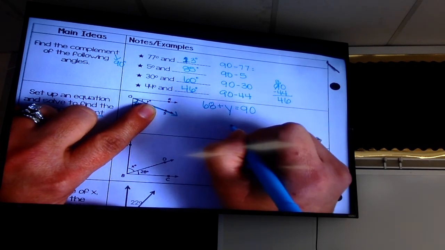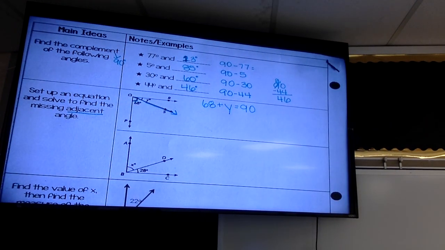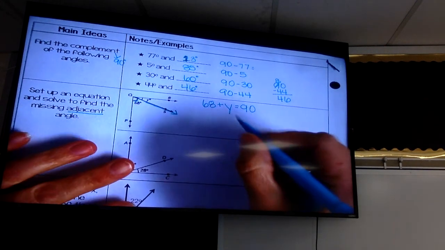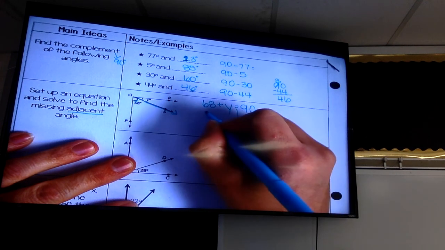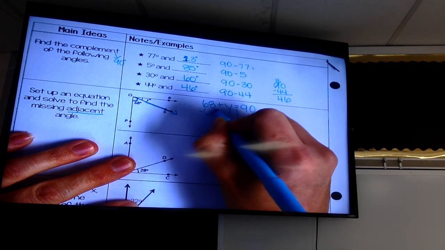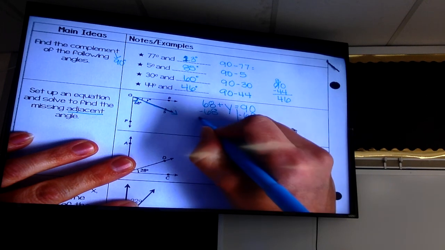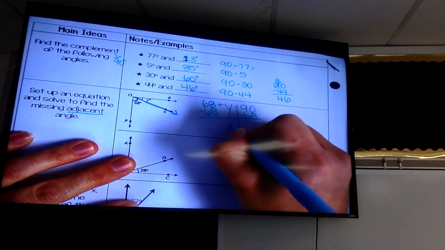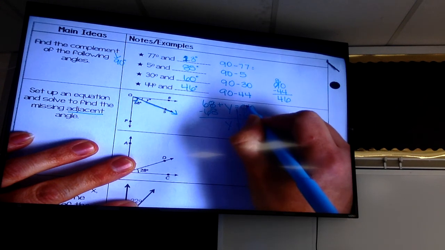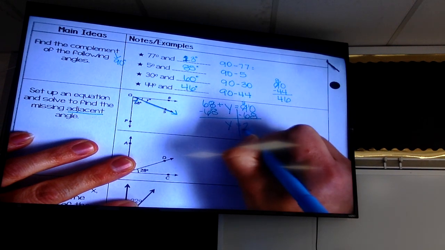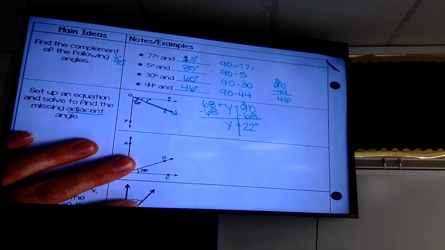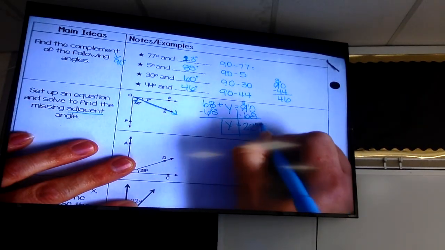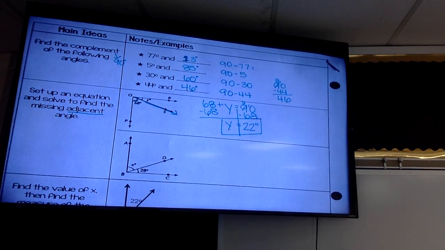I need to see this equation. Don't be lazy. I know some of you are going to go right to 90 minus 68, which is right. That's what you want to do mathematically, but I want to see the equation also. The equation is just as important to me. Okay, so I need to see this, and then I'm going to drop my line and solve. I see a positive 68, and the opposite of a positive 68 is a negative 68. So I'm left with y equals, I'm going to borrow here, and I get y equals 22, and then I should label it with the degree sign. So I know y is equal to 22 degrees. I set up an equation to solve that.